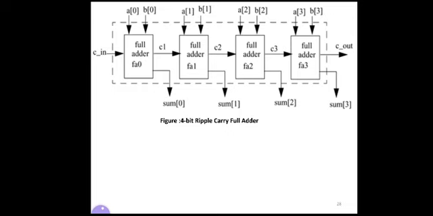Similarly, for the second block, sum 1 is the output and C2 is the intermediate carry, and for FA2, sum 2 is the output and C3 is the intermediate carry, and finally sum 3 and Cout are your outputs. So this is the block diagram of a 4-bit ripple carry adder.